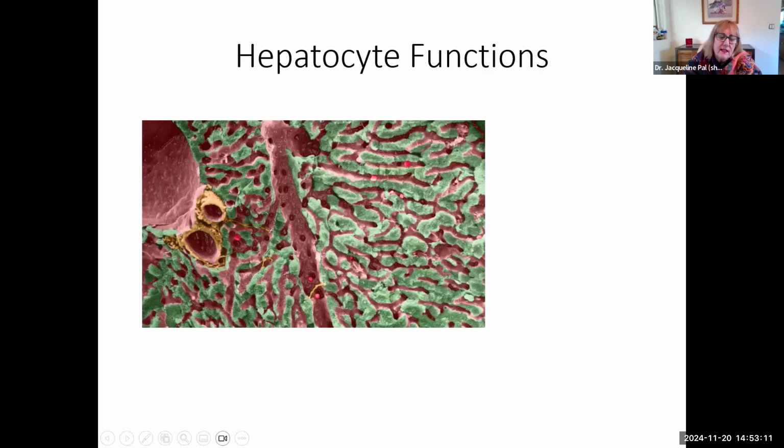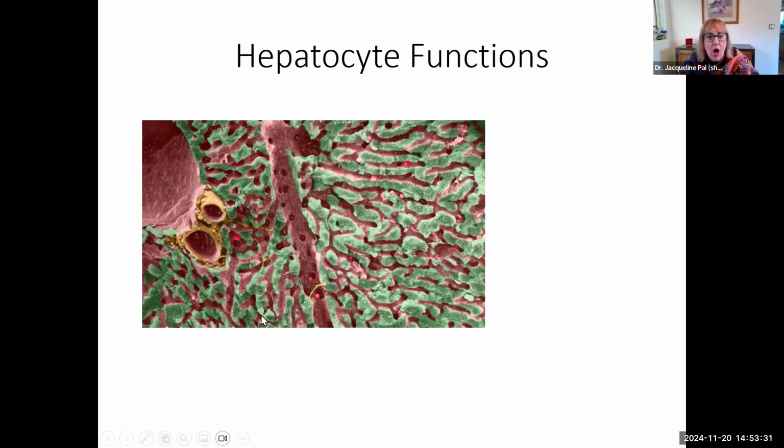So here is an electron micrograph of liver cells, in this case of a liver. Here's that central vein area, and here the liver cells are green. I don't know why they made them green, but you can see all the little capillaries between the liver cells where the work would be being done for detoxification.